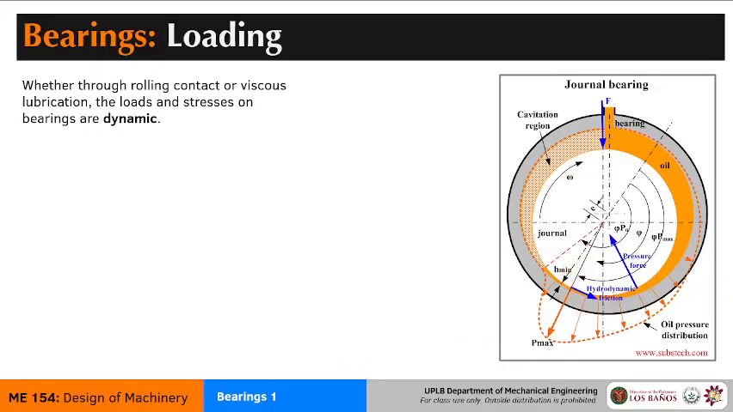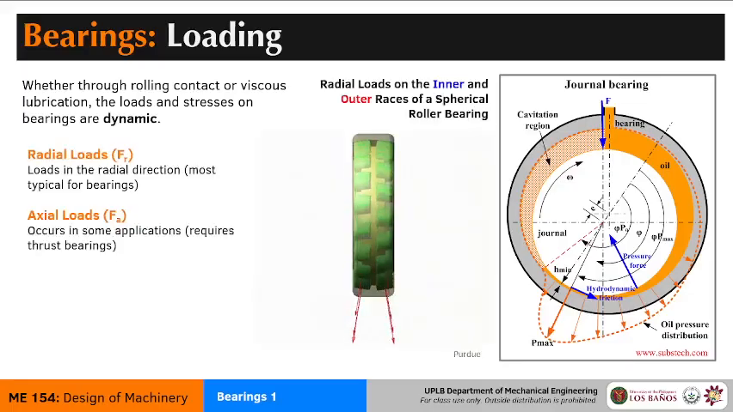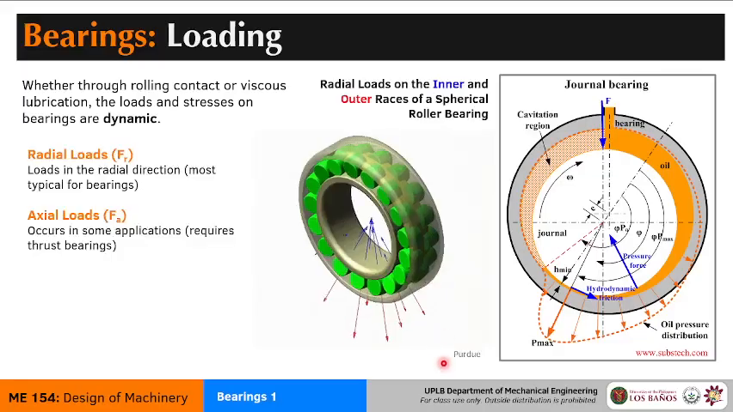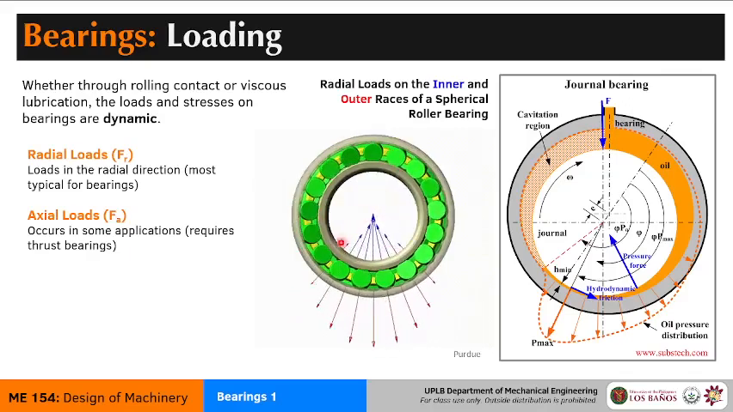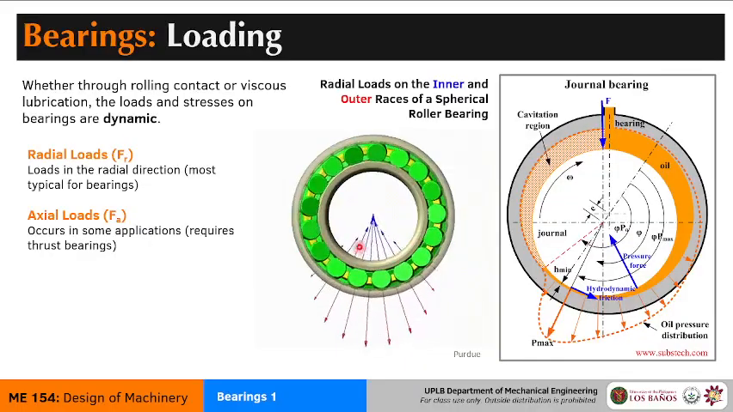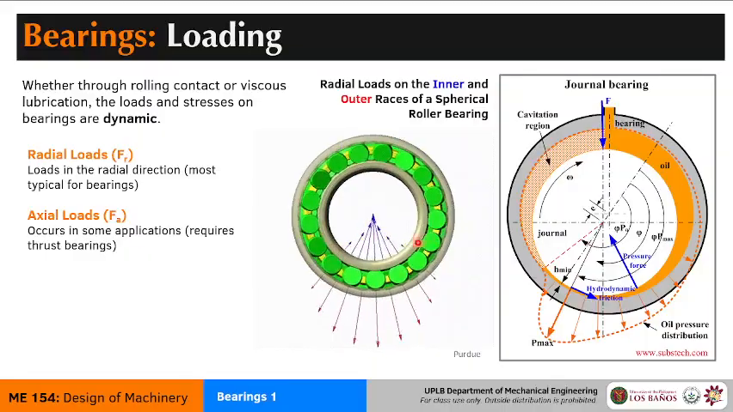So if this is for a bearing that is filled with oil, how about rolling contact bearings? If you look at rolling contact bearings, this is just an animation of what kinds of loads the two races, the inner and the outer, are experiencing. As you can see here, it's really dynamic, and there might not be a consistency in the magnitude and the direction.